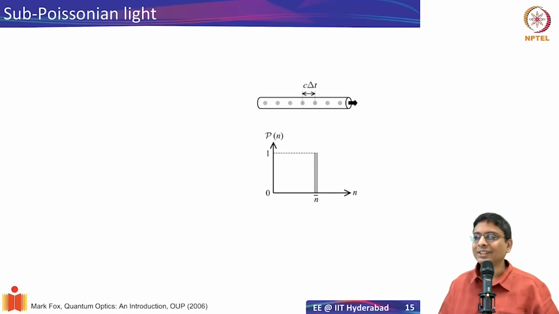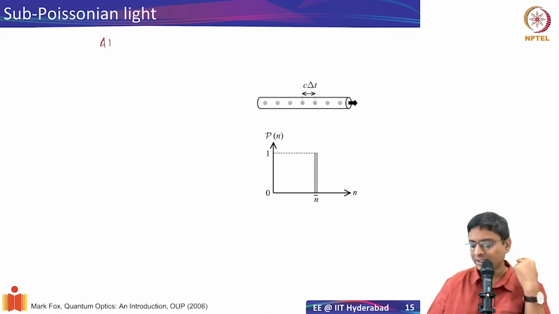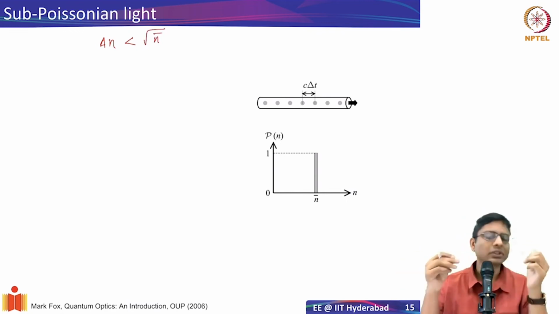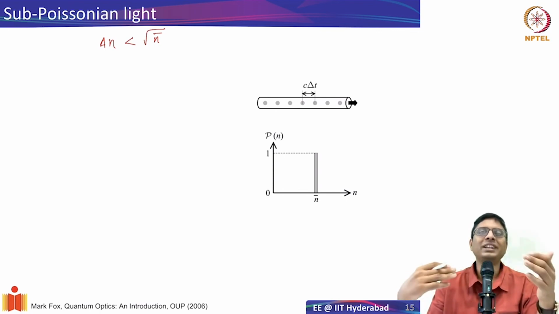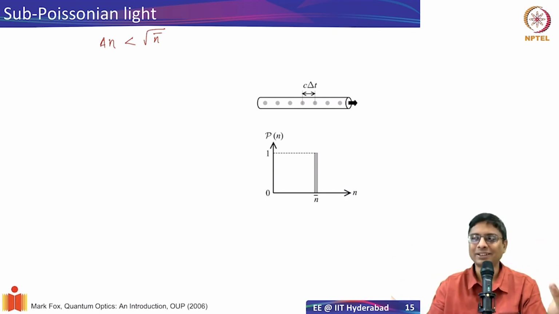What about the sub-Poissonian case? This is a very exciting thing. So now, how do we get a sub-Poissonian source? We should have delta n less than square root of n bar, right? Now we said a perfectly coherent laser has delta n equal to square root of n bar. How do we actually go sub-Poissonian?